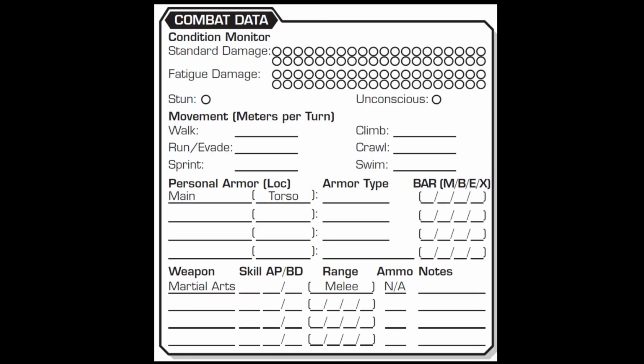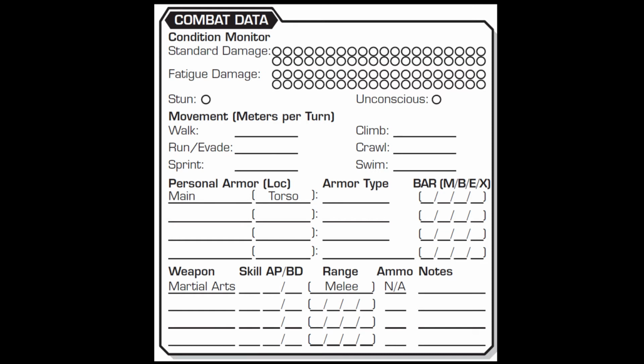Combat data. We track damage information in this table. A character can receive 2 types of damage, standard and fatigue. Max standard damage is equal to our BOD score times 2. Since our BOD score is 5, the max amount of standard damage we can take is 10.